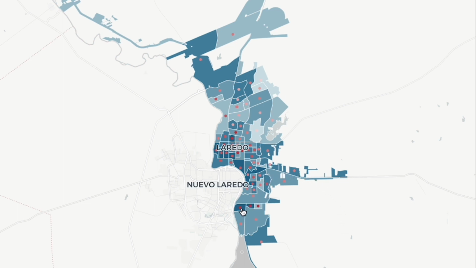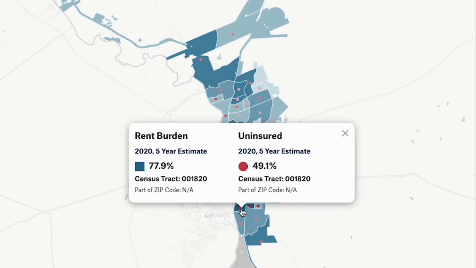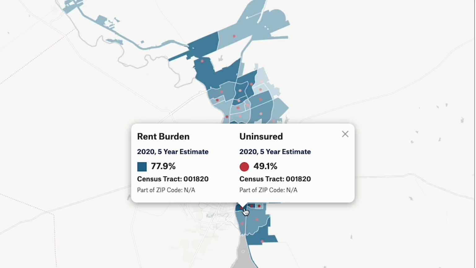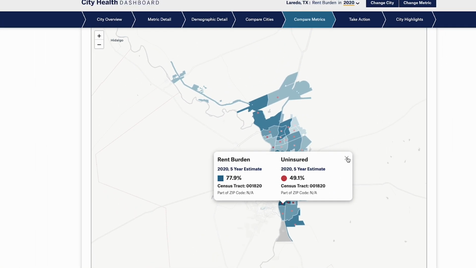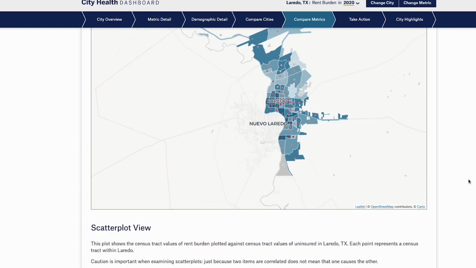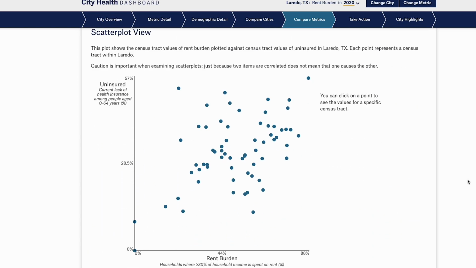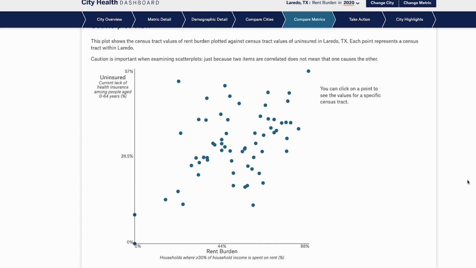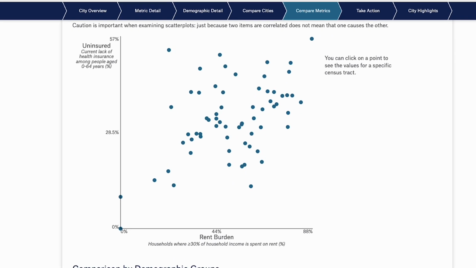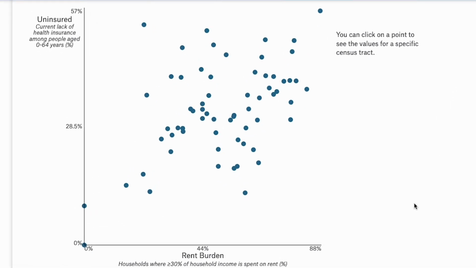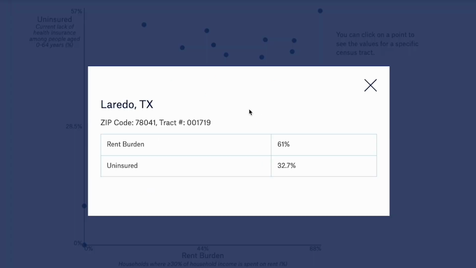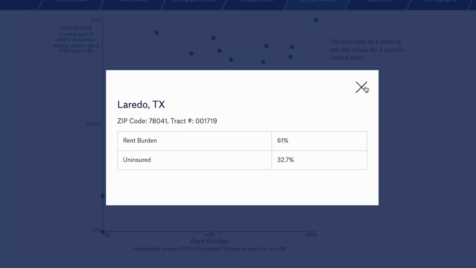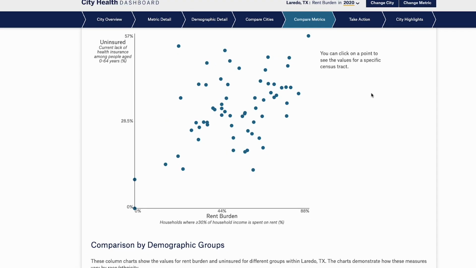On the city's south side, where there is higher rent burden, there tends to be more individuals who also lack health insurance. Another way to compare metrics is through the scatter plot, which graphs our original metric, rent burden, against our comparator, uninsurance. Each one of these dots represents a census tract value, and you can click into each tract for more information. It is important to always remember that correlation does not equal causation.